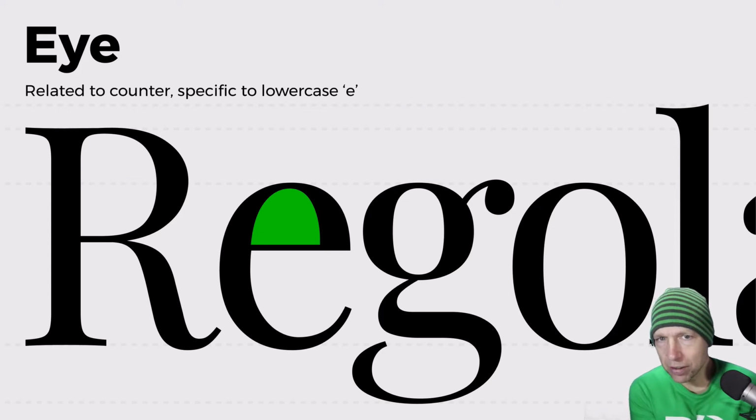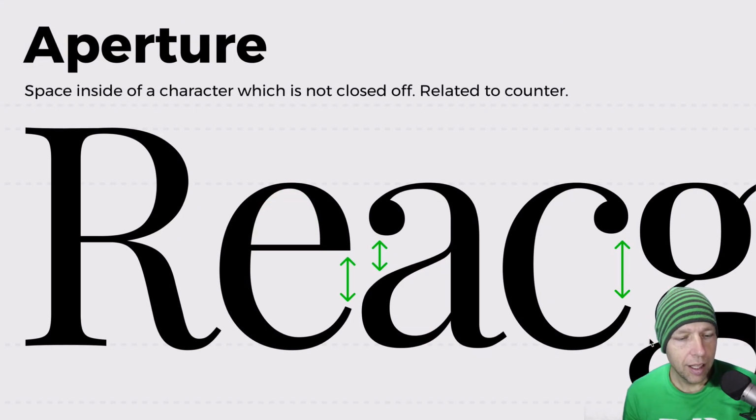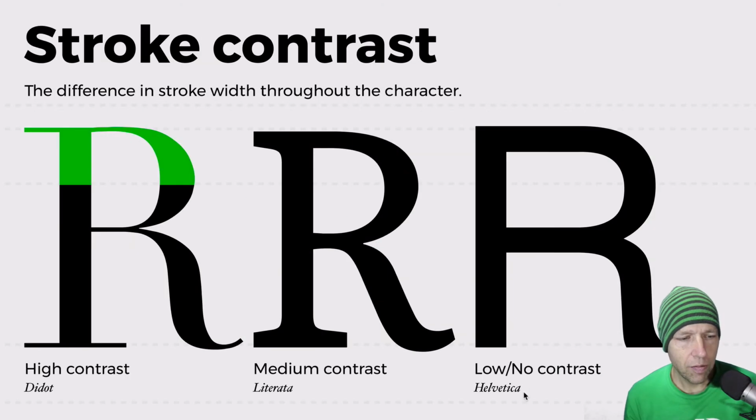That's pretty much the only I that you will encounter in typography. It's the E itself. Everything else is referred to normally as a counter. Now, aperture is related to counter. These are areas where the character looks like it's going to close, or it gives the indication that it could close, but doesn't. So the upper portion of the A or the C or the E, these are all areas that have an aperture. Stroke contrast is another one I want to mention.